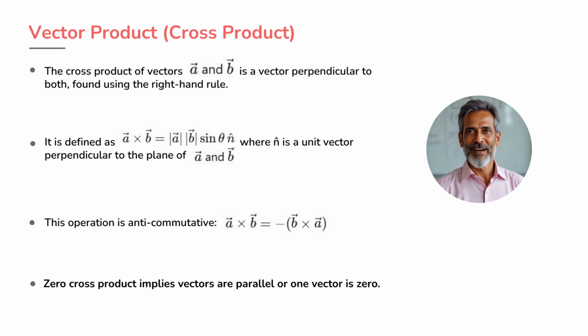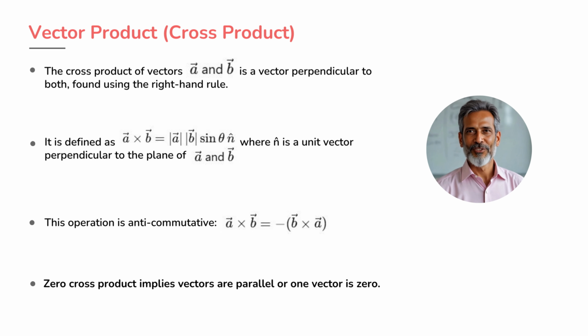Moving on, friends, to the vector product or cross product. When you multiply vector A by vector B using the cross product, the result is a third vector. But not just any vector. This third vector is perpendicular to both A and B, pointing in a direction given by the famous right-hand rule. What is this rule?